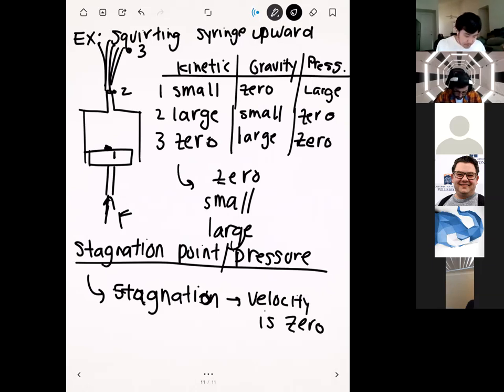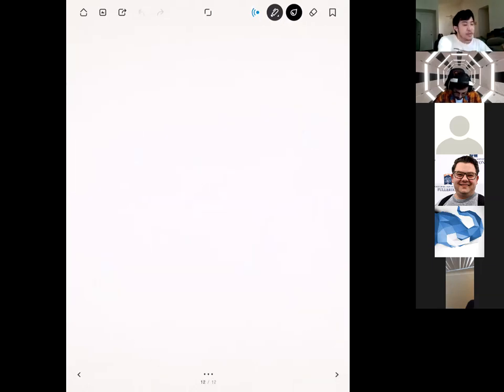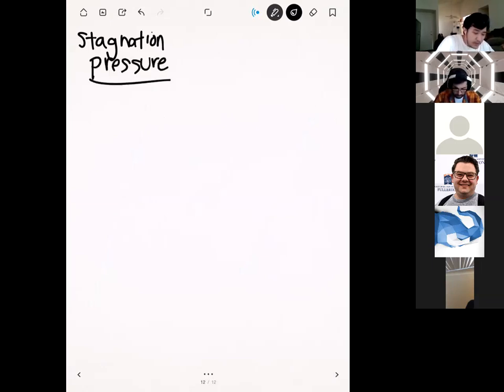Okay. And so if stagnation means that the velocity is 0, a stagnation point is just any location where the velocity is going to be 0. Okay. And so the other important term to note here is the stagnation pressure. Okay. And the stagnation pressure is nothing more than the pressure at a point where the velocity is 0. Okay.